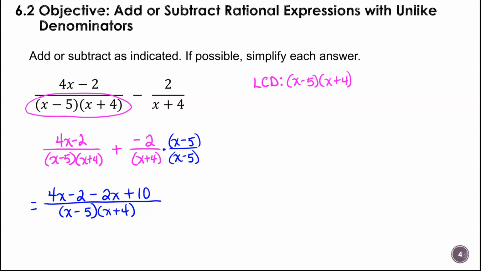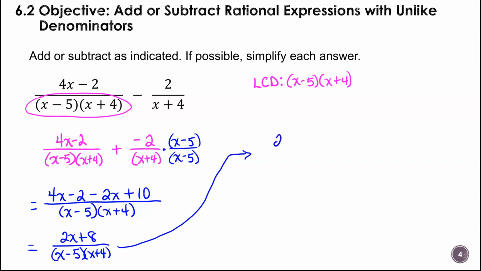Okay, so then we're going to combine like terms. So that's 2x plus 8. And then we see if we can simplify this at all. And it looks like it's going to simplify. So I'm going to factor out the 2 in the numerator. And then write my denominator.